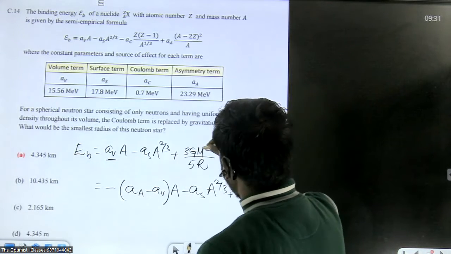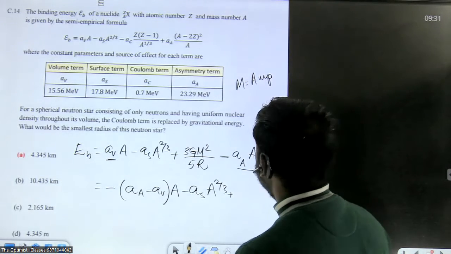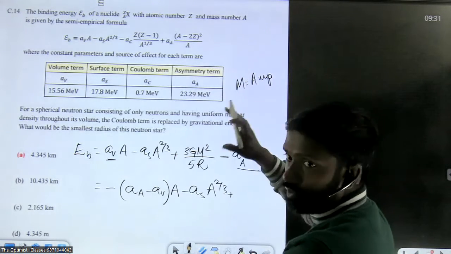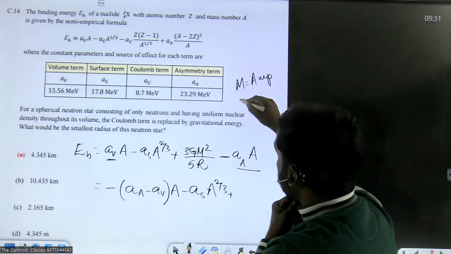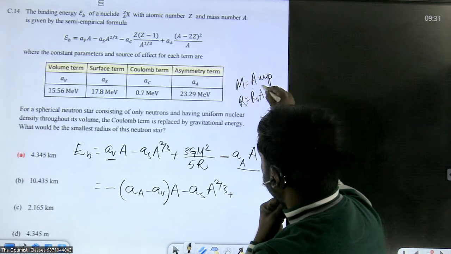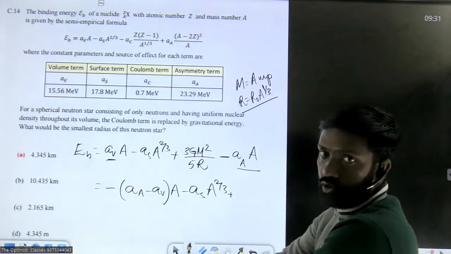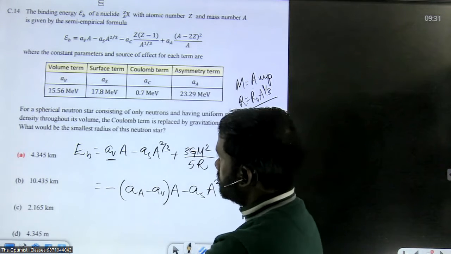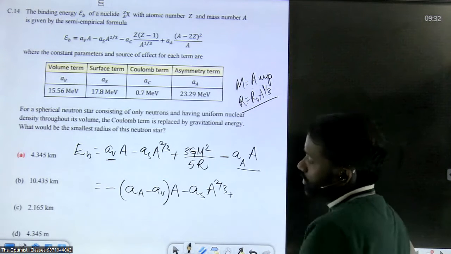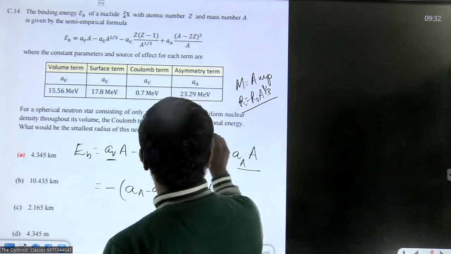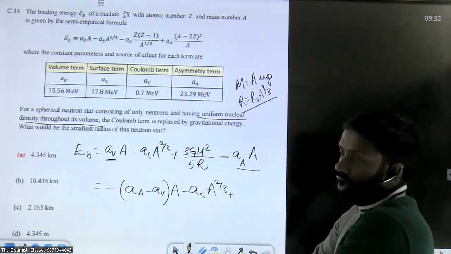The mass M we can write as A times the mass of proton, because the mass number is A and the masses of proton and neutron are approximately the same. So total mass equals A times mass of proton, and the radius is R0·A^(1/3). Because it says the density is uniform, we have to take the radius of this form. In a nucleus also we know that density is uniform, so the radius depends on A in this form. Because of the statement uniform nuclear density throughout its volume, we can take R equal to R0·A^(1/3).